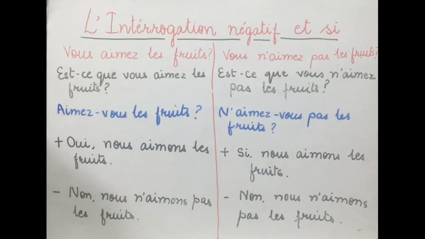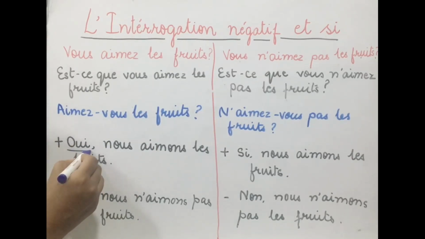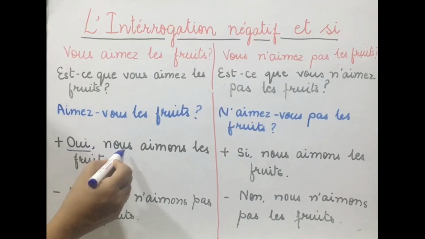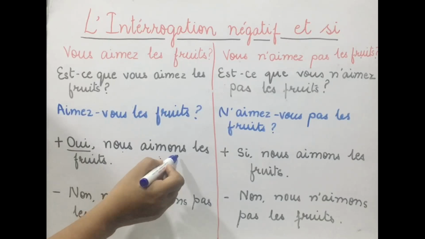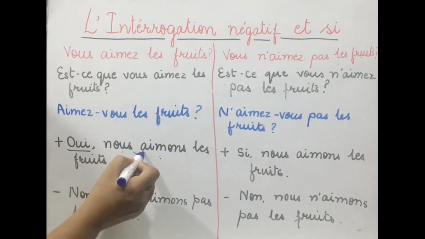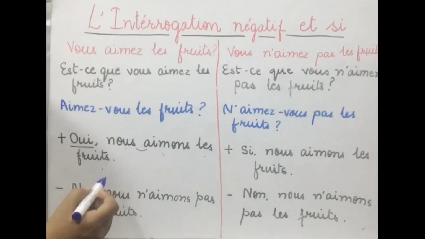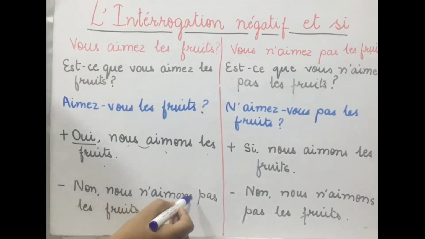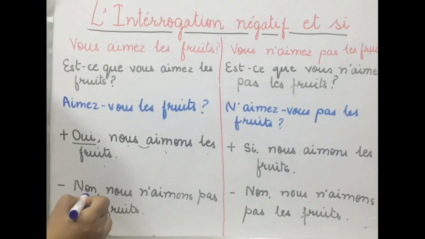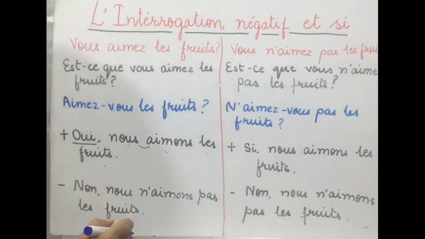Yes, we like the fruits. So for yes, the word is oui, O-U-I. Nous aimons. The conjugation of aimer with nous is aimons. So it is "Nous aimons les fruits." And the negative is "Non, nous n'aimons pas les fruits." Okay, I hope this is clear.